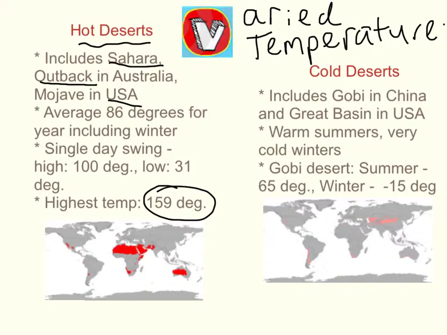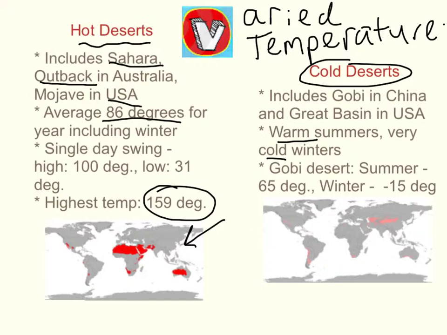They average 86 degrees for the whole year. That includes the winter. Here's a map showing all the hot deserts in the world. But there are also cold deserts. That's why we say it has a varied temperature. Cold deserts do have pretty warm summers, but they have cold winters.